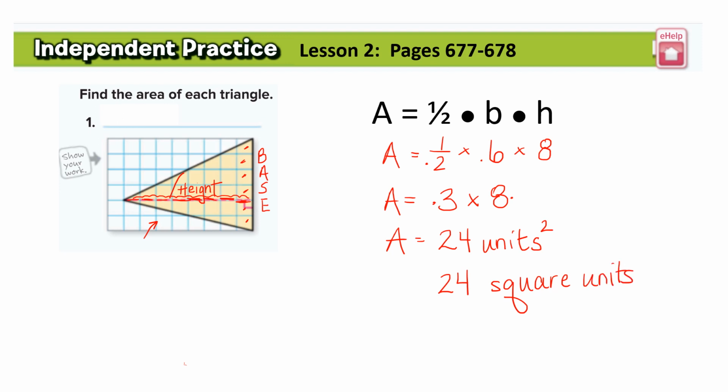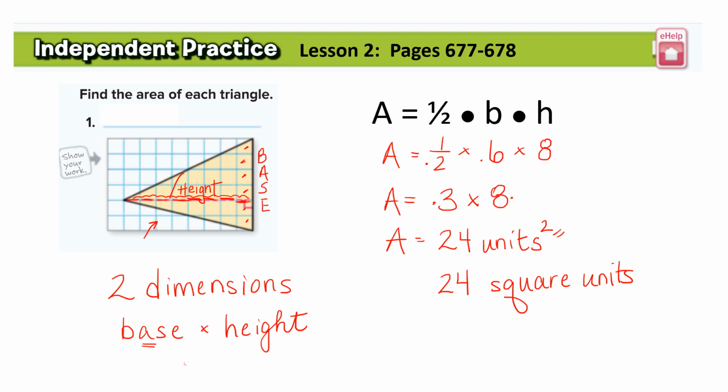Now the reason why it is squared is because we have two dimensions. We have length, which we're saying is the base, times height. A dimension is something that you can measure. So we can measure length, width, and height, but we're only measuring length, in this case we're calling it base, and height. So that's two dimensions, and that is why we have a 2 here. 24 units squared.